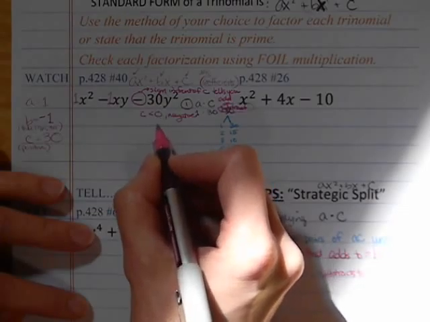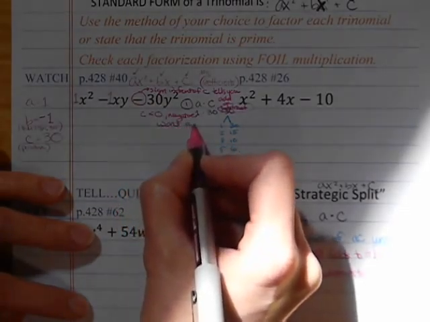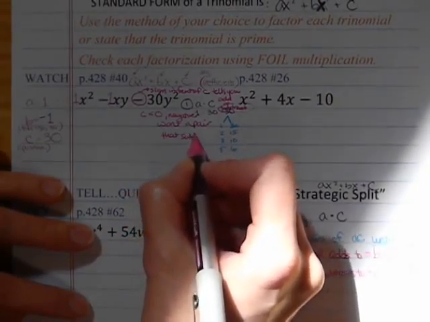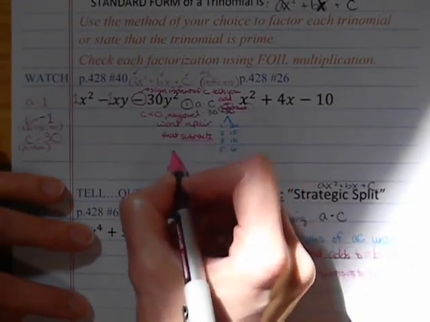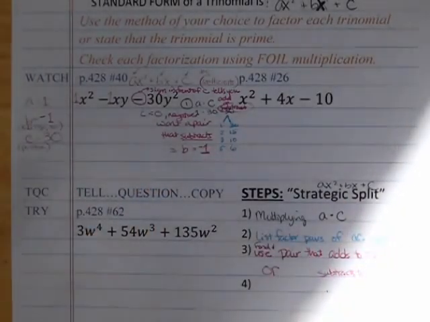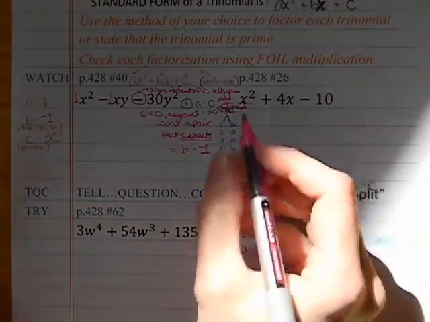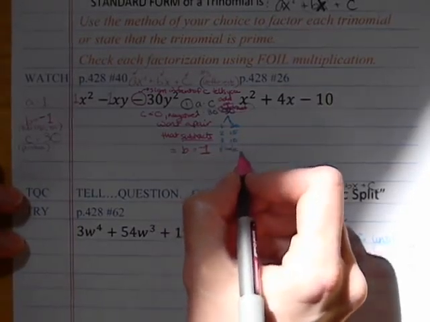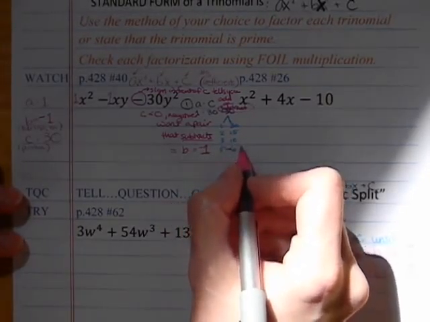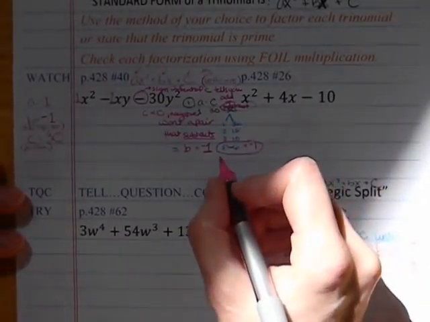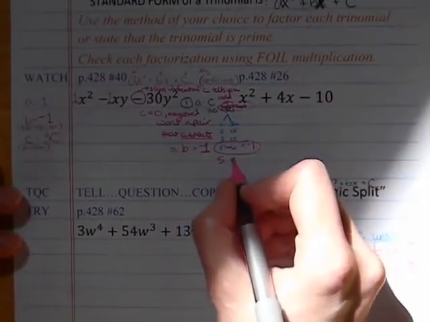So our C value is less than 0, and we want a pair that subtracts to equal B, which in this case is negative 1. Which of these pairs would subtract to give you negative 1? Well, if you took 5 minus 6, and order matters here, so it'd be a 5 and a negative 6, that equals negative 1. So this is the pair we're going to use, 5 and negative 6.